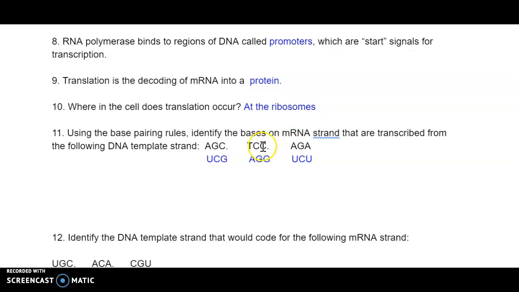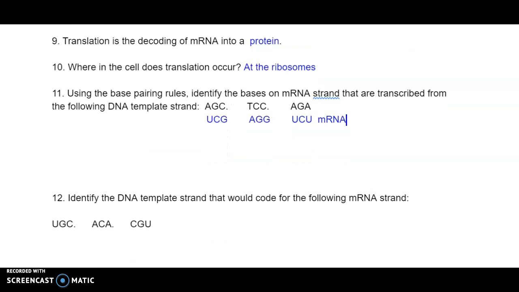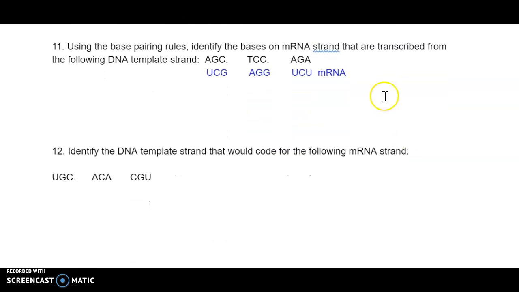So this is our DNA template. This is our mRNA strand. And I'm going to put that up there. That's our mRNA. And then number 12 says identify the DNA template that this mRNA strand came from. So this is the mRNA right here.